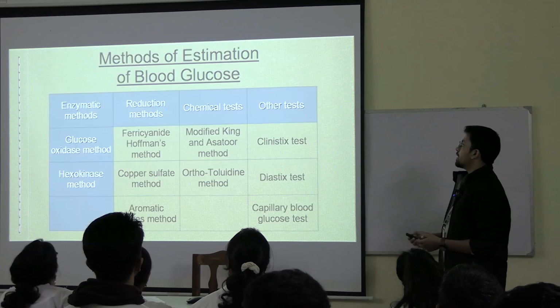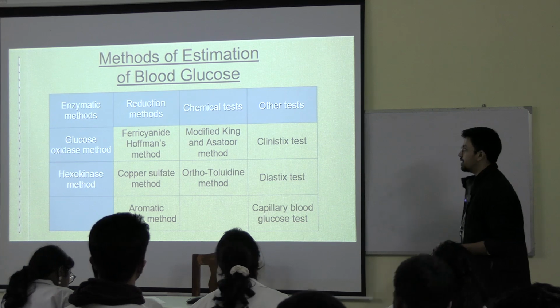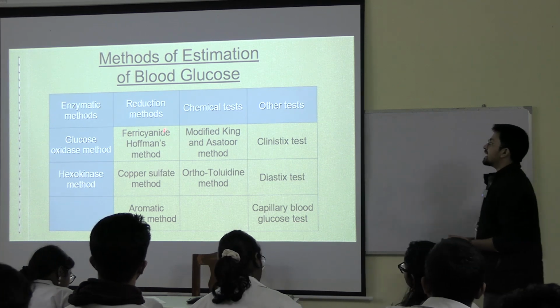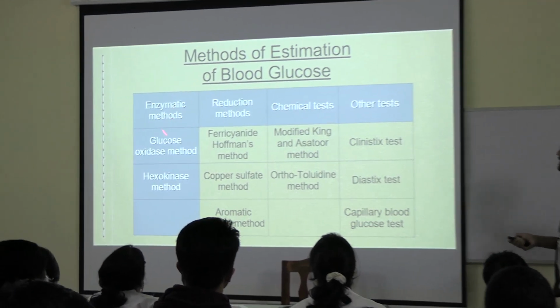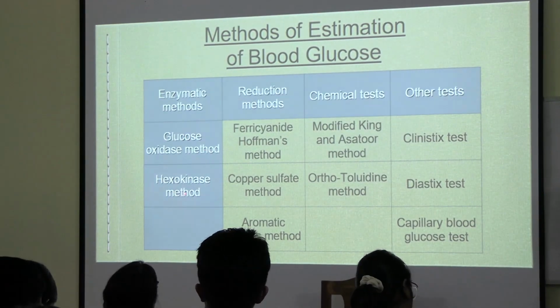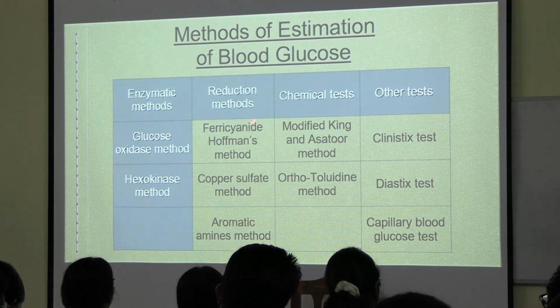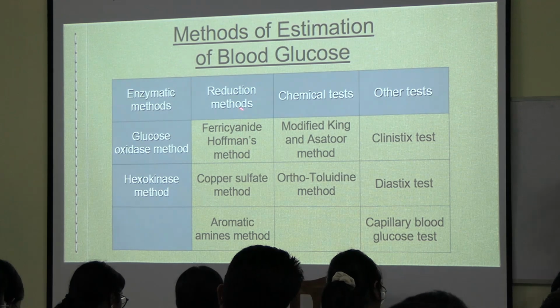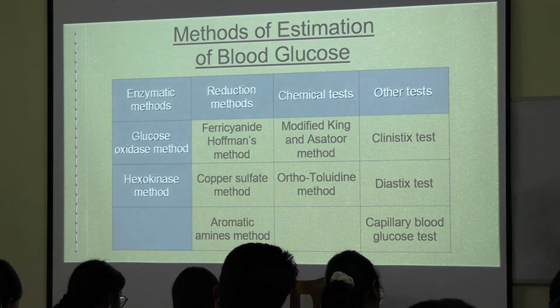Okay. Now there are some methods to estimate the blood glucose level. So what are the methods? One is the enzymatic method. So the names are like this. Enzymatic method means one is glucose oxidase method, another one is the hexokinase method. So this is how the rows are. Okay, now reduction methods are ferricyanide method, ferricyanide-Hagedorn method, copper sulfate method, and the aromatic amines method.